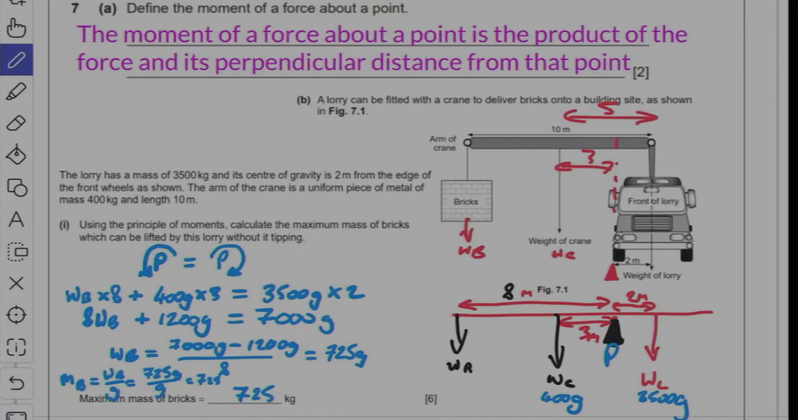So WB over G is 725G over G, which is just 725. So that brings it back to kilograms nice and neatly, without any 9.81s giving us all sorts of extra digits that we then had to iron out with our significant figures. So this crane apparently can lift 725 kilograms worth of bricks before it risks toppling.